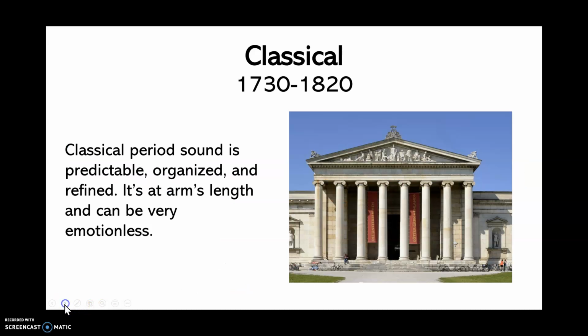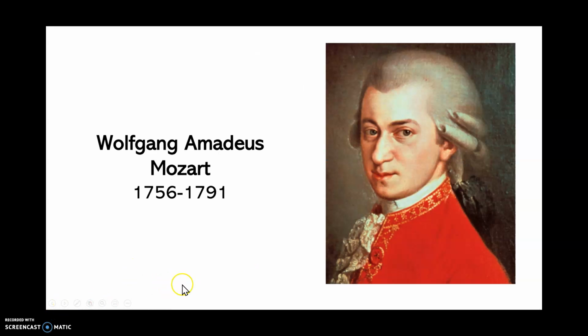Moving on, I want to show you that this is the way classical art looked. During this time, you see this is a lot like our White House and all of our buildings from back then, and that's because that was the music and the architecture that was going on. The classical period sound and also the art, it's very predictable, it's very organized, it's very refined, it's at an arm's length, and it actually can be very emotionless because it just feels very fancy, like, oh, you can't show any strong emotion. We're going to be listening to a piece by this gentleman here. I know, what an interesting hairstyle. We don't dress like this anymore.